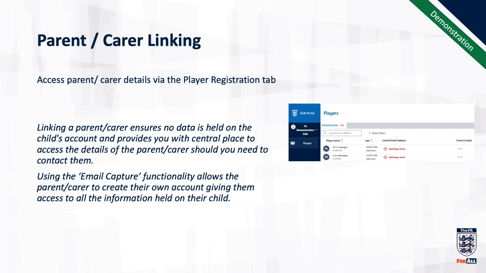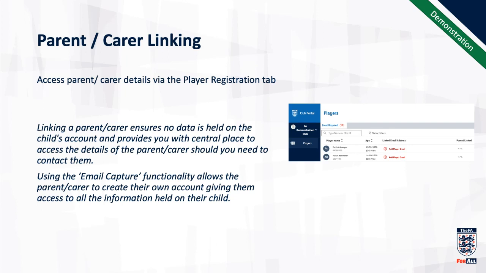Then we went through the parent and carer linking, so we now have two ways of doing this. We have this brand new way, which was released a couple of weeks ago, which basically you just put in the email address of the parents. That will fire them off an email to create their own account and to be able to effectively manage and monitor their child's data through all our systems in one place for themselves, but also saves the club having to input that data.